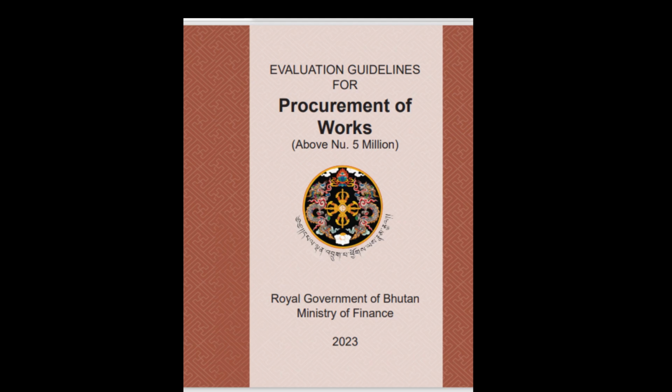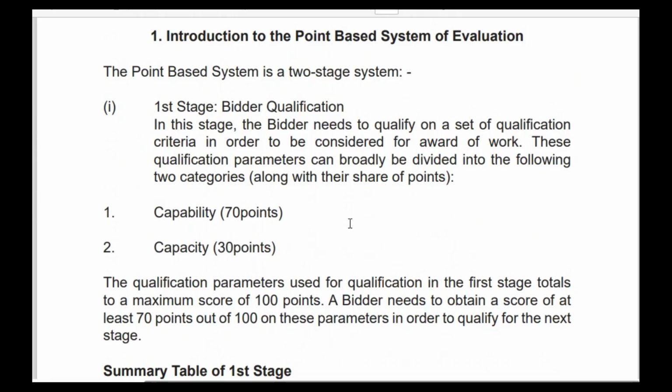As per the evaluation guideline for procurement of works, there are two stages to award the work, namely technical score and the financial score. For the first stage, that is technical score out of 100, capability will carry 70 points and capacity will carry 30 points.